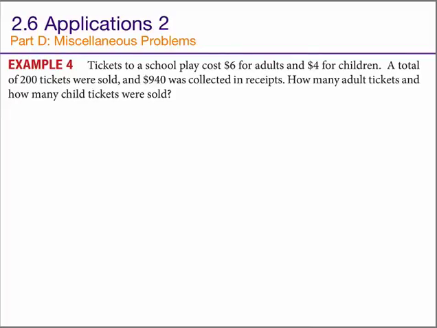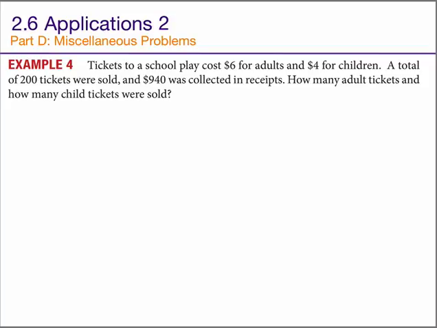Part D in Section 2.6 is called Miscellaneous Problems, and there's only one example here. I'm actually of the opinion that most of these problems are really the same kind of problem with different twists on them, if you will. They still require two sentences to be set up, a substitution to be done, and then an equation to be solved before answering the final question. This problem is remarkably like the coin problem and the interest problem that we did earlier.